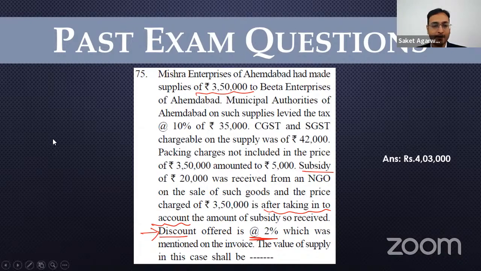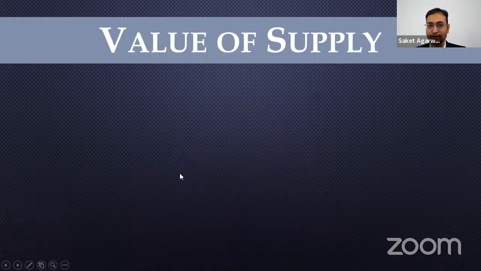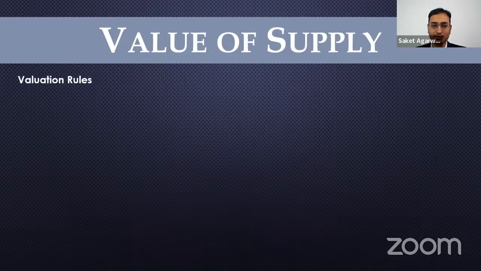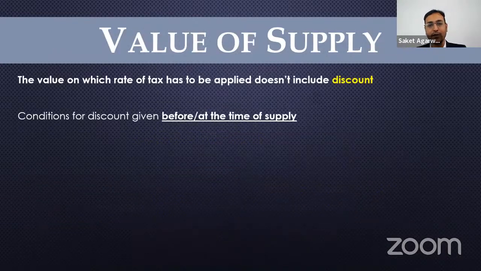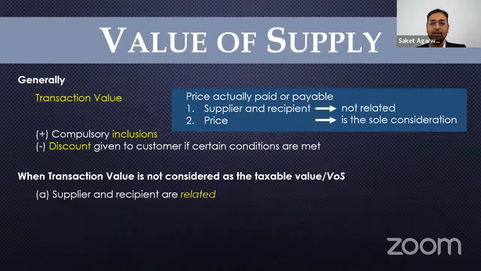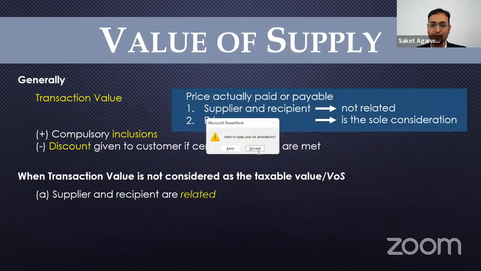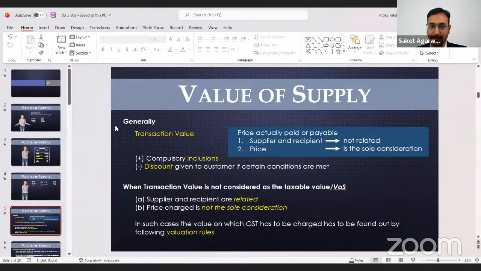All right. So with this, we will end today's chapter, today's demo session. After this, we cover the valuation rules, rule 27, 28, 29, 30, 31. And then we see the past examination questions from those. And that's when we end the chapter.